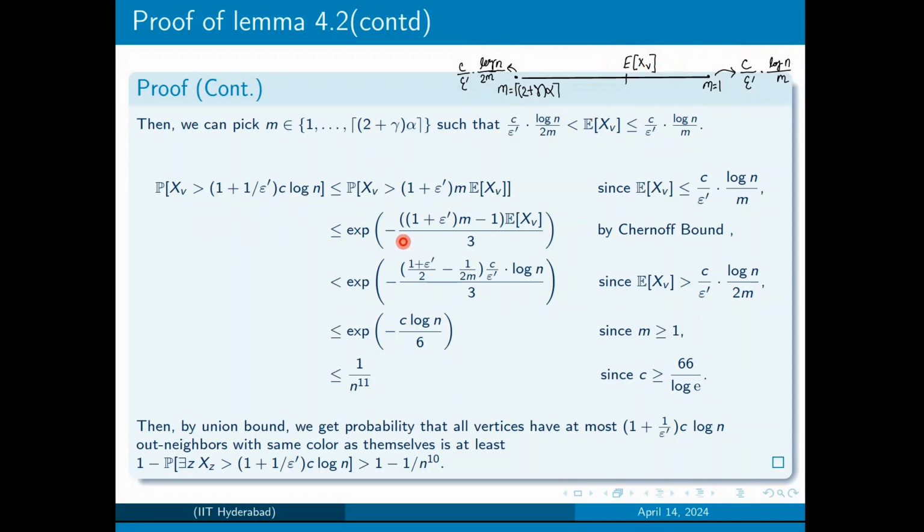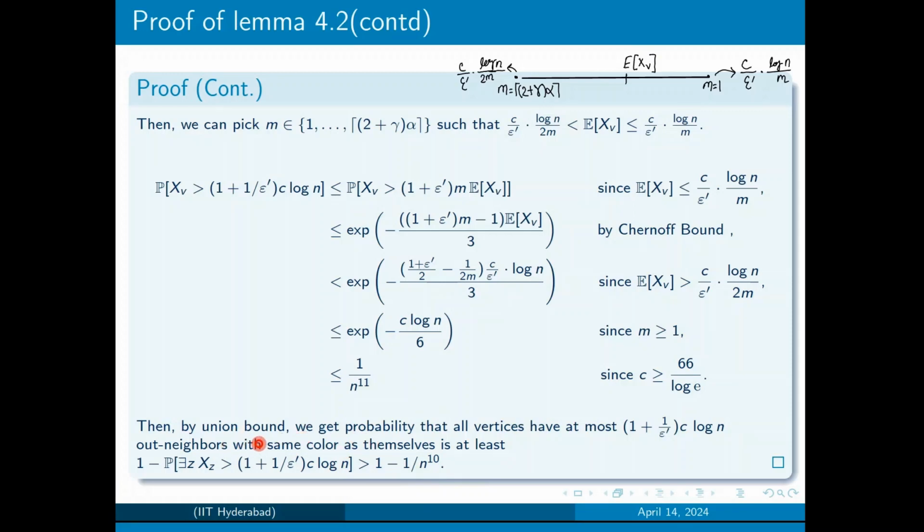Okay. Now, this is nothing but a calculation. Here we want to calculate the probability that the value of Xv is greater than some function of log n. We have seen that this is at most 1 by n to the power 11. It is a bit of calculation, applying Chernoff bounds and all those things, and we get this one. So the probability that the value of Xv, which was the out degree of v in that monochromatic subgraph, is greater than log n is very low, which implies that the out degree of v in that monochromatic subgraph is less than log n with very high probability.